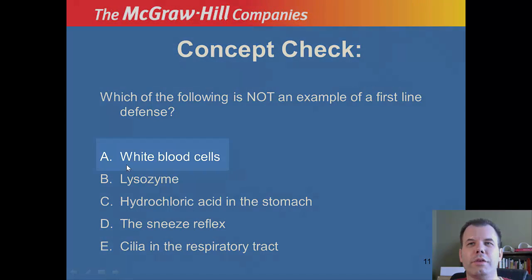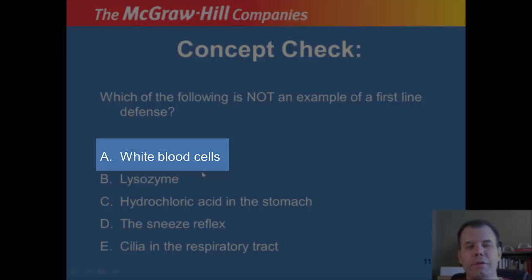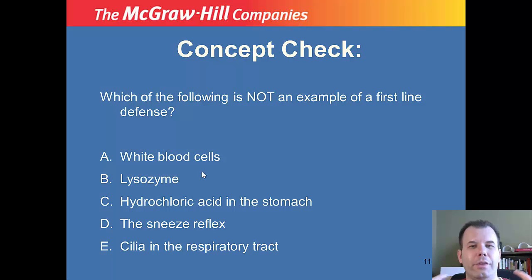Okay, if you said white blood cells, you'd be correct. So we haven't discussed the white blood cells. They're going to be in the second line of defense. These sit in the tissues and the surrounding tissues ready to attack if things get through that first line of defense. So if you said white blood cells, you're paying attention. Good job.